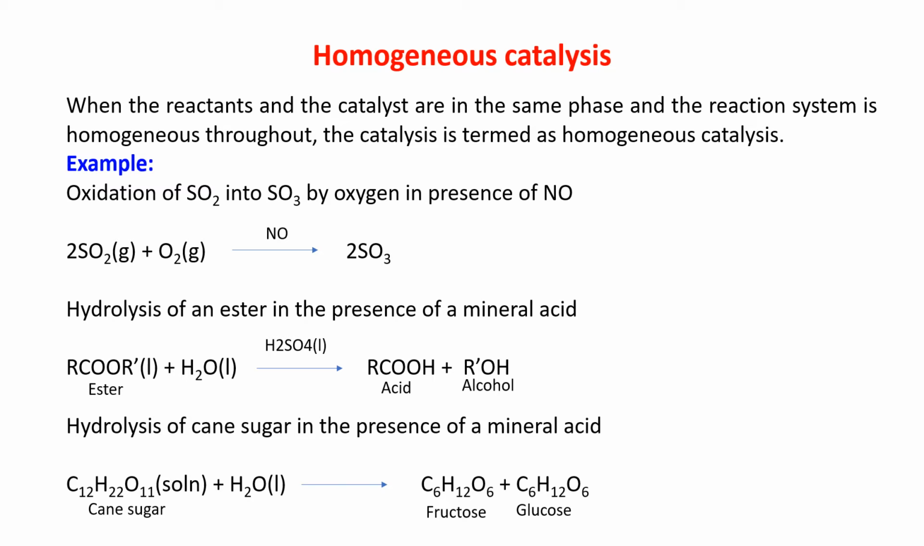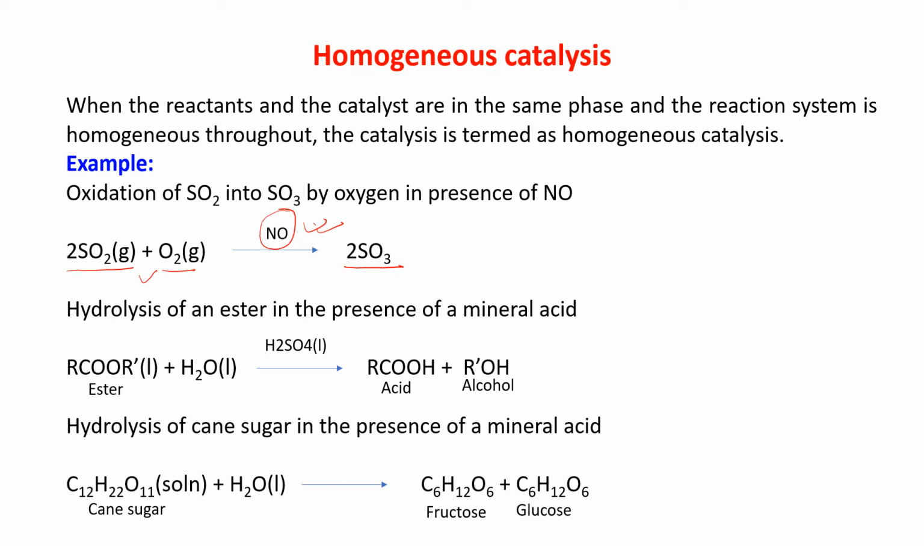For example, oxidation of SO2 into SO3 by oxygen in presence of NO. Now, the SO2 is reacting with O2. Both are in the gaseous state, you can see here. And NO is acting here as a catalyst, which is also in the gaseous state. So, the reactants are in the gaseous state as well as the catalyst is also in the gaseous state. So, it is an example of homogeneous catalysis, which is giving SO3.